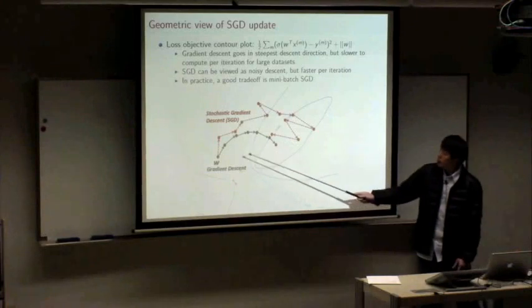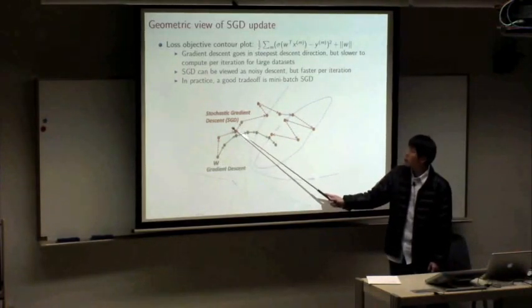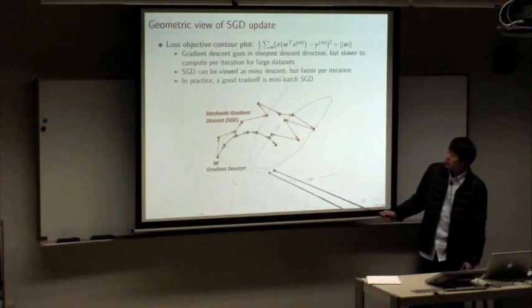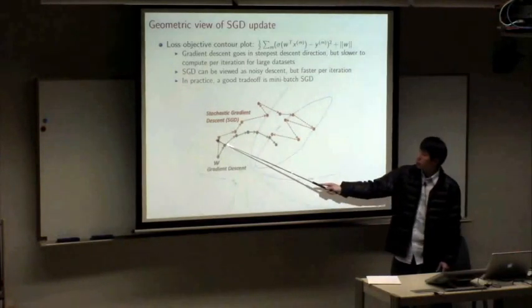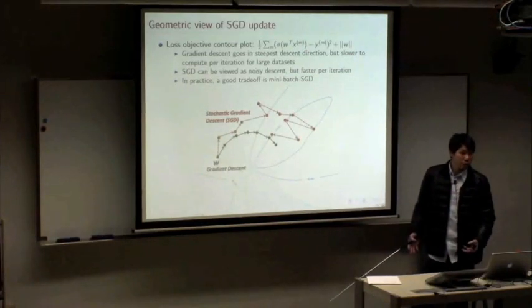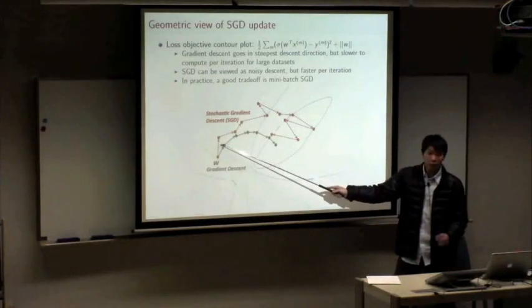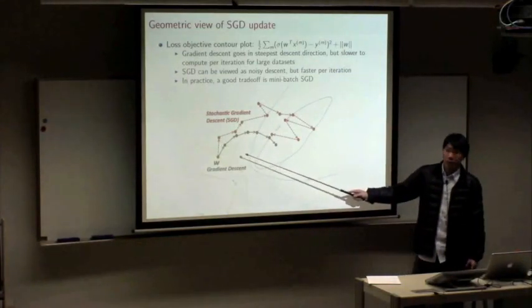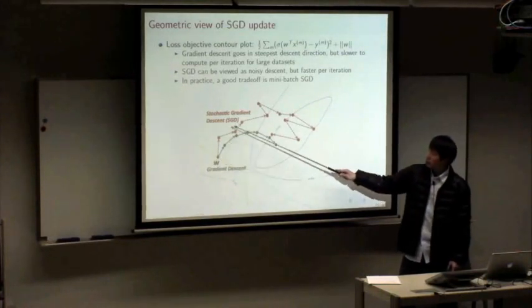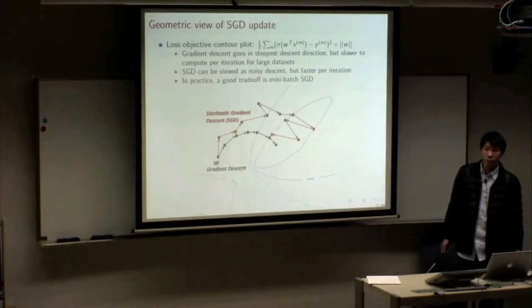So in practice, what people do is something called mini batch stochastic gradient descent. Rather than taking only one single sample, maybe you take 10 samples or 100 samples or 1,000 samples and take the gradient average of those samples. That's a trade-off between using the entire data and using only a single point, and that usually works well in practice.